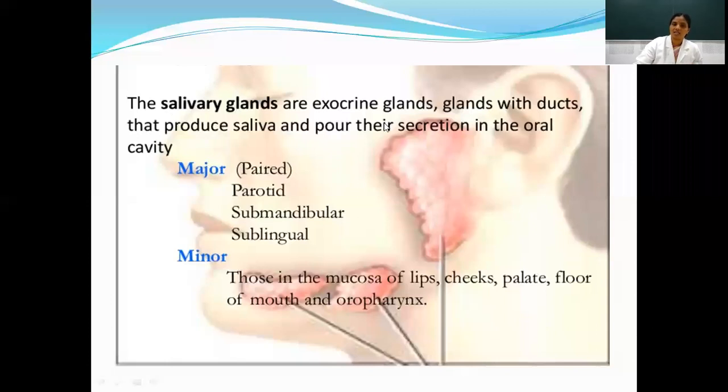So all these glands are exocrine glands. So out of these three major salivary glands, the submandibular and sublingual open into the oral cavity proper, whereas parotid glands open into the vestibule.